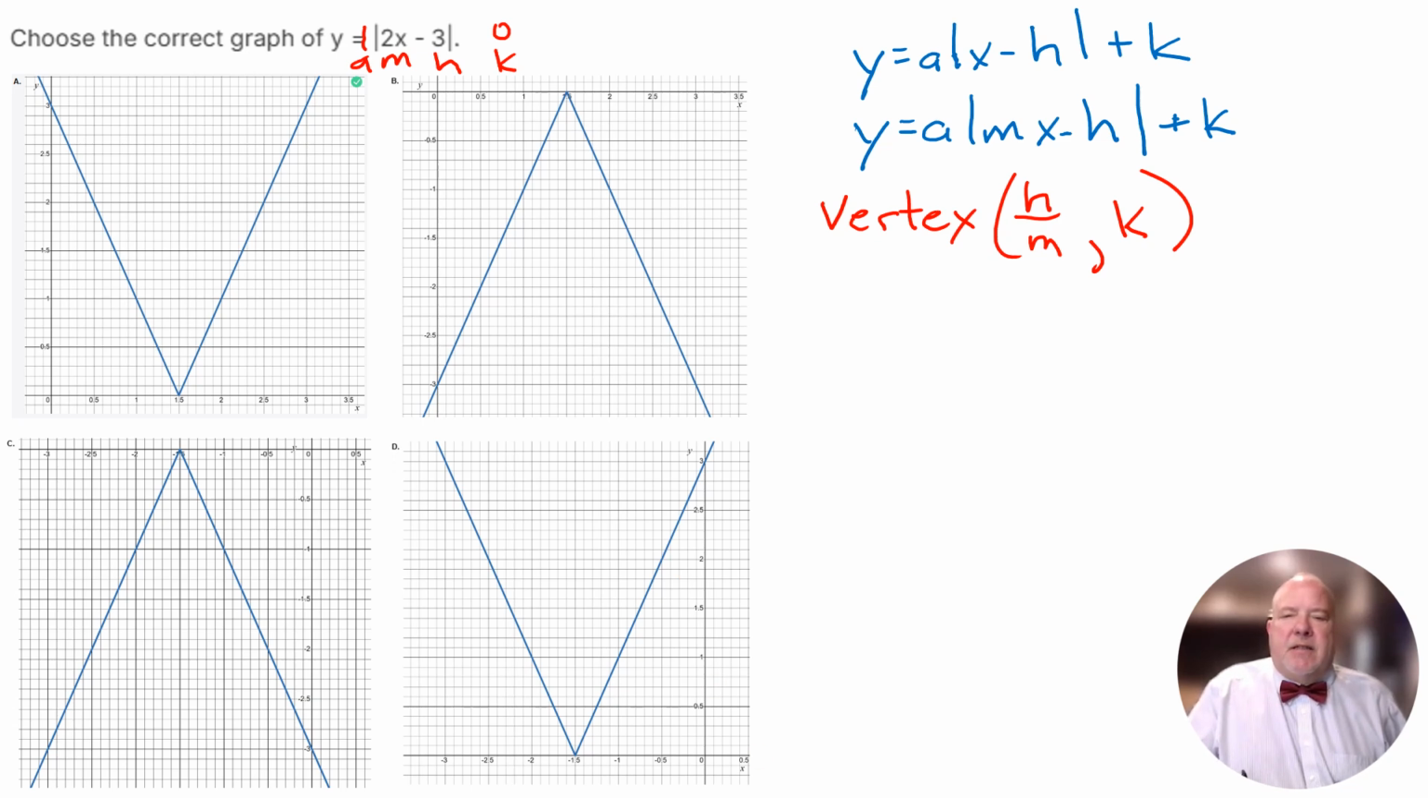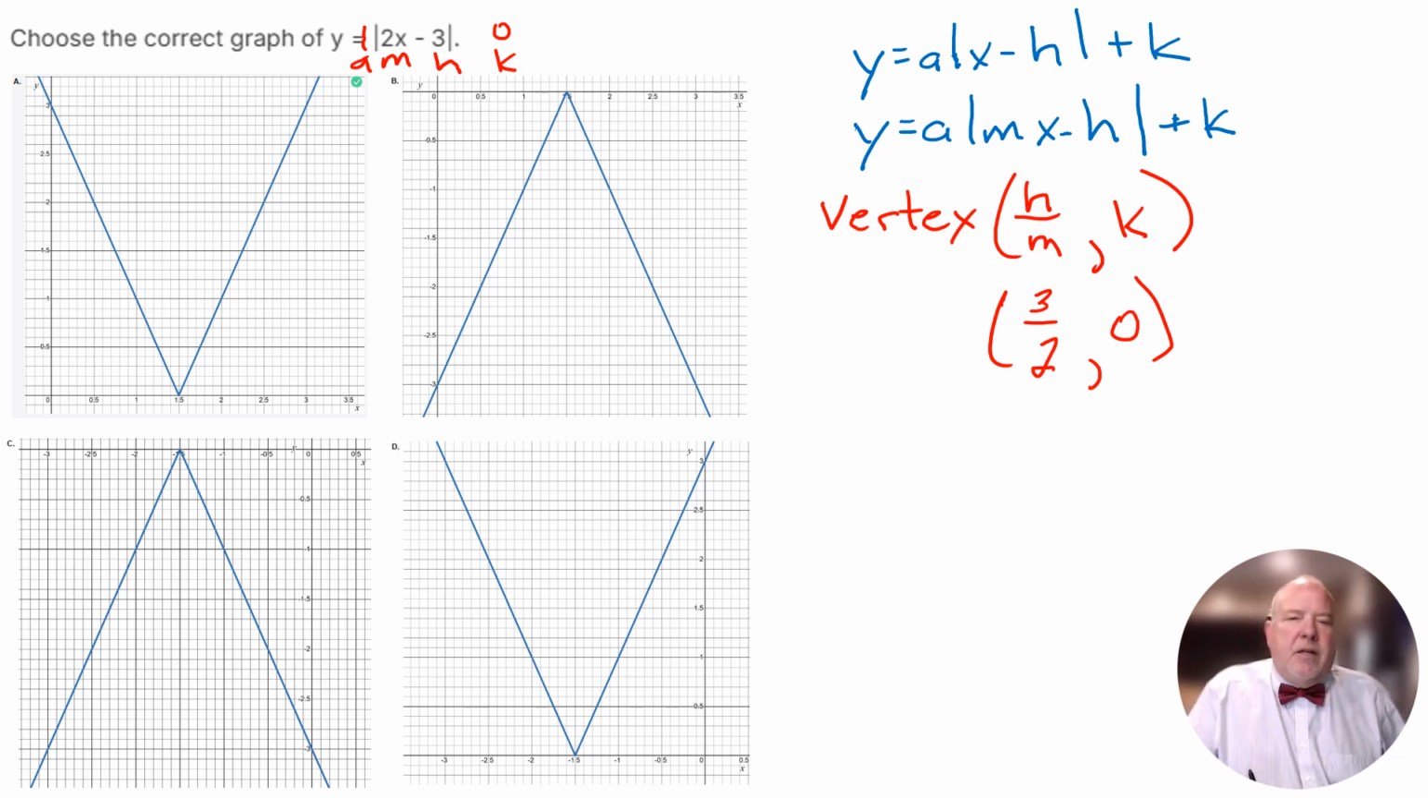So the vertex is going to be at the h value, which is 3, divided by the m value, which is 2, and then comma the k value, which is 0. So the vertex is at (3/2, 0).